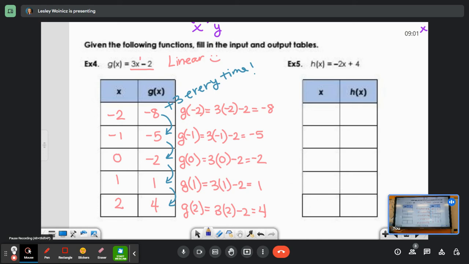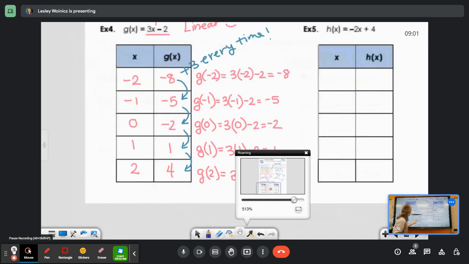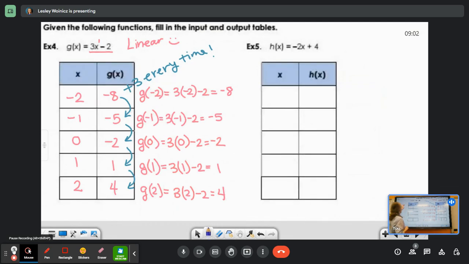Okay, basically we're going to do the same thing. So we're going to put in our usual suspects: negative 2, negative 1, 0, 1, and 2. And we're going to plug them into our function rule. So we want h of negative 2.